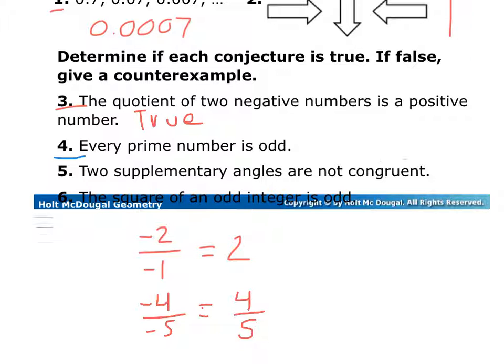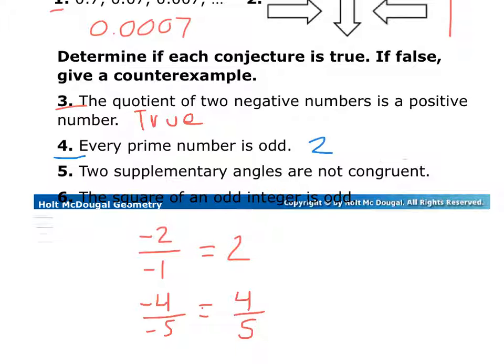2 is prime. What's a prime number? A prime number is a number that can't be multiplied by two other numbers to get that number. So a number that's only divisible by itself and 1.